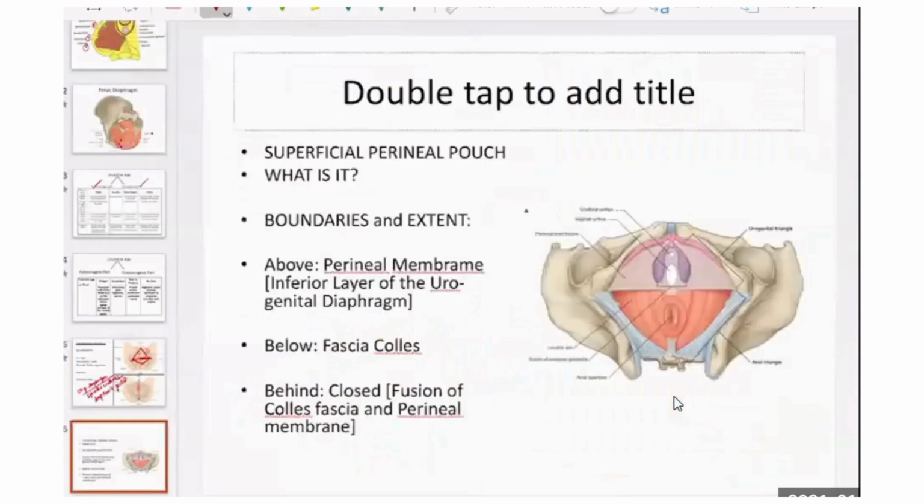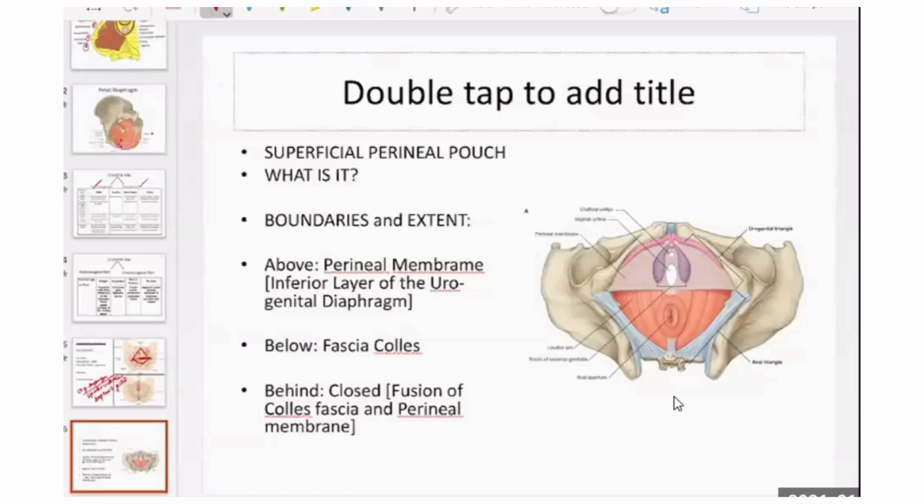Pouches: superficial perineal pouch and deep perineal pouch. It is a little difficult to understand. I'll tell you the location and content. To understand this, you need some more imagination of the exact pelvic architecture, so I don't want to go into the details. Just know the boundary and what the contents are.